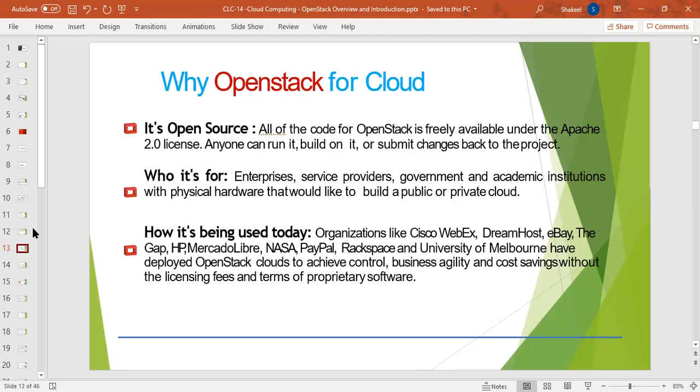Why OpenStack for cloud? We need some reason to move on to OpenStack. Number one reason: it's open source. All of the code for OpenStack is freely available under the Apache 2.0 license. Anyone can run it, build on it, or submit changes back to the project. Who is it for? It's for enterprises, service providers, government, and academic institutions with the physical hardware that would like to build a public or private cloud.